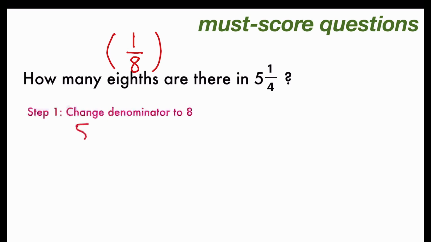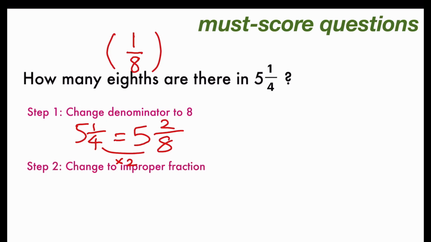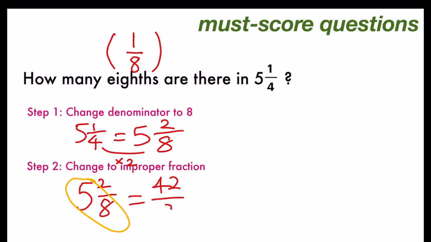So we have 5 and 1/4. We'll change it to 5. And how do I get 8? I have to multiply by 2. So 1 times 2 is 2. Step number 2, we have to change the fraction to improper fraction. So 5 2/8. How do I change it to improper fraction? First of all, I need to take 5 times 8, which I will get 40. Then 40 plus 2, 42 out of 8.